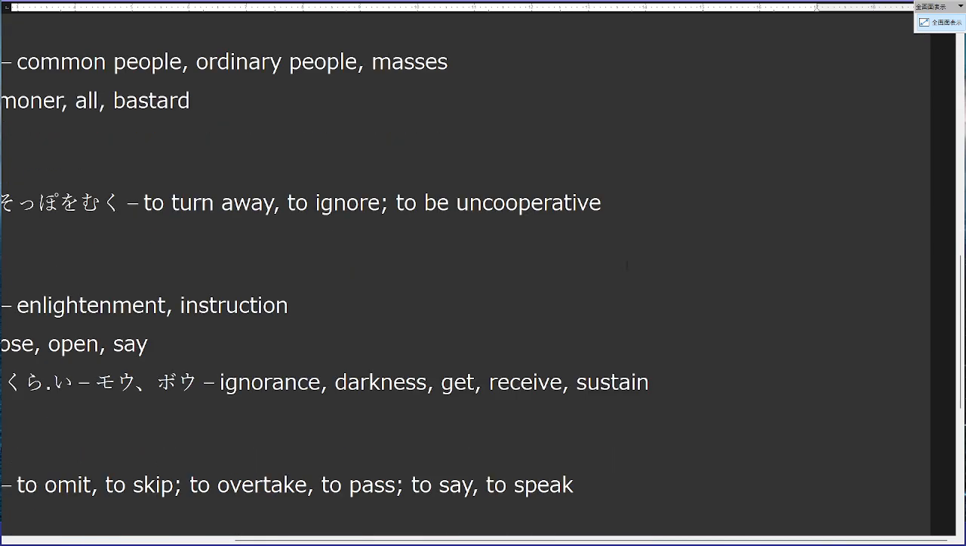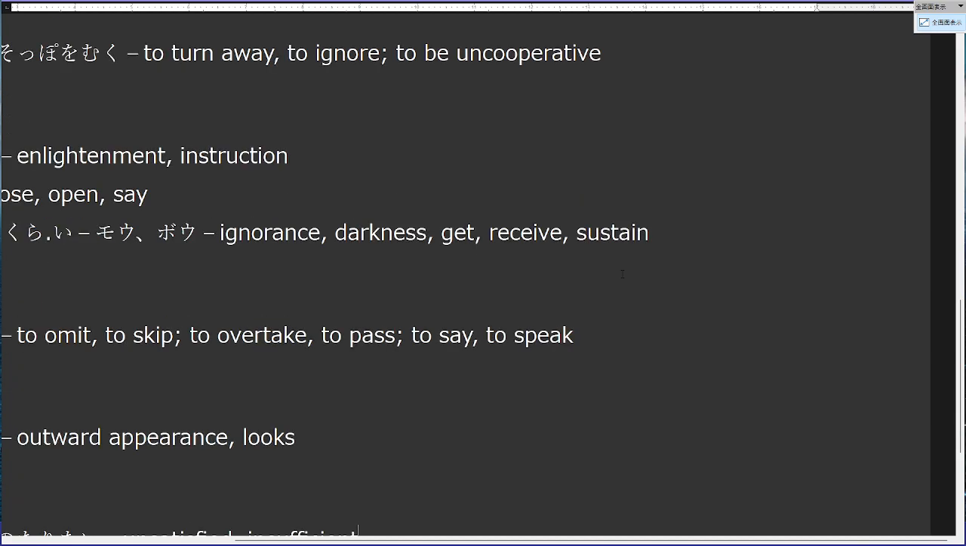The common people, or ordinary people, are two kanji that both kind of mean commoners. This is a shomin. Shomin are commoners or ordinary people. Sho on the left side for common, and min on the right side, kind of for the citizenry. To turn away or to ignore, to be uncooperative, is soppo muku. Soppo, all hiragana, but means kind of facing outward or facing an outward direction. O for our transitive verb recognition, and muku on the right side for to face or turn to. Soppo muku is to ignore or to be uncooperative.